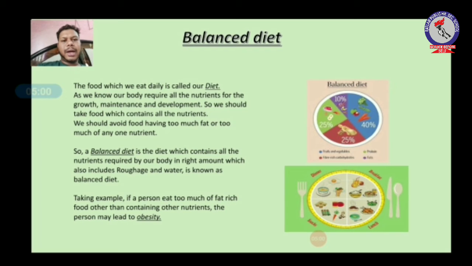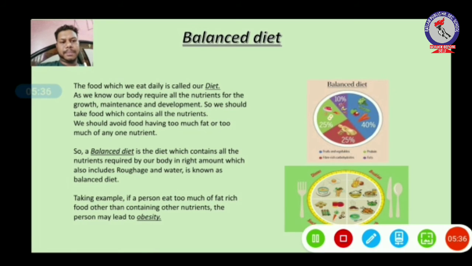So balanced diet is a diet in which all the nutrients are contained in the right amount, roughage is also contained, and water is also contained. So this diet is known as balanced diet. You can see the chart of how much percentage of nutrients should be present in our diet. Taking an example, if a person consumes too much fat in his diet, it may lead to obesity. So we should take a proper balanced diet. Here is a diagram given. You can see what we should take in lunch, breakfast, etc. for a balanced diet chart.